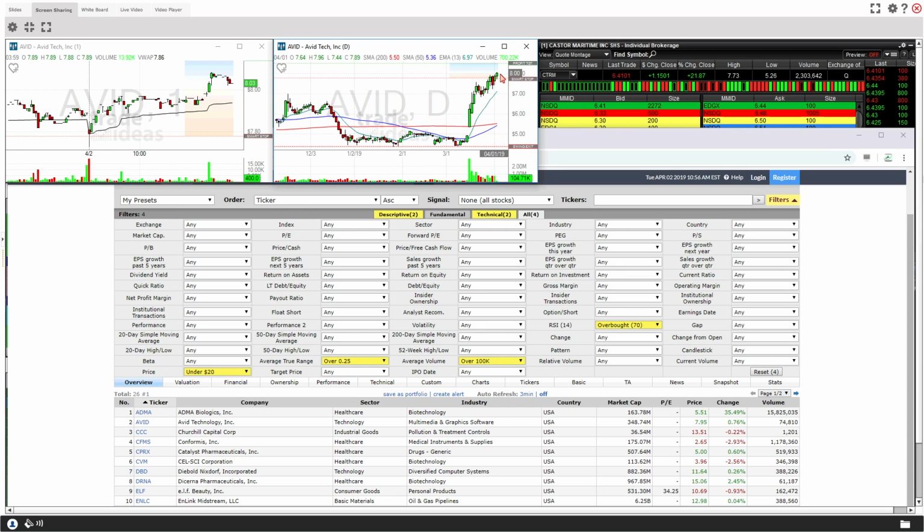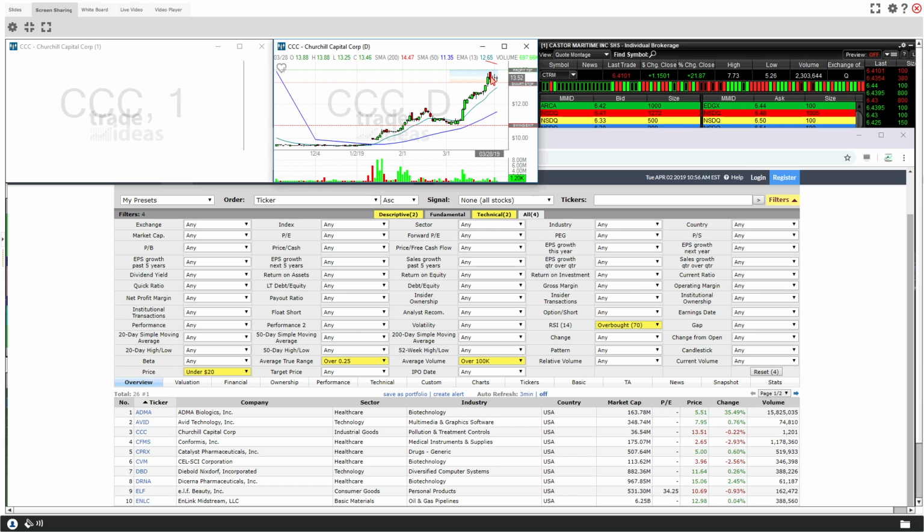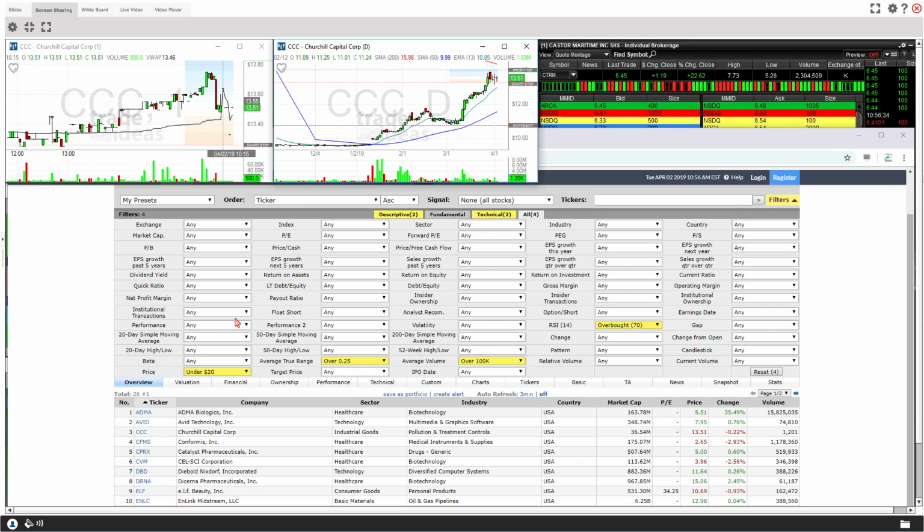A big red candle right there. AVID, this one is what's happening. Very overbought, any day now that could start turning. AVID, or excuse me, I just typed that one in. CCC, what do we have here? This one, again, at the very top.